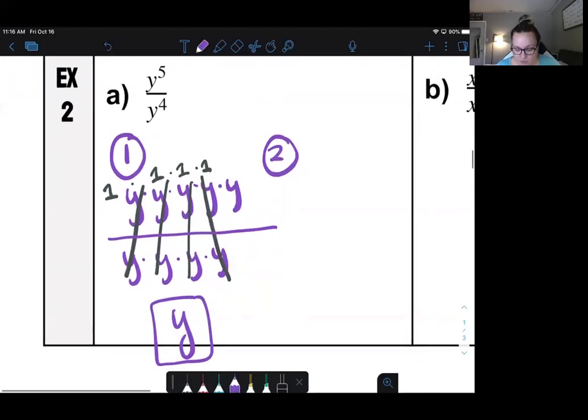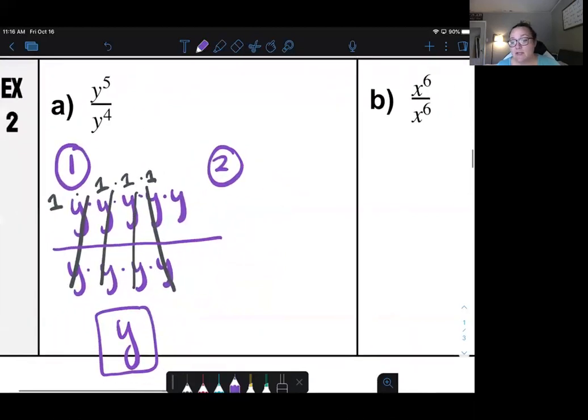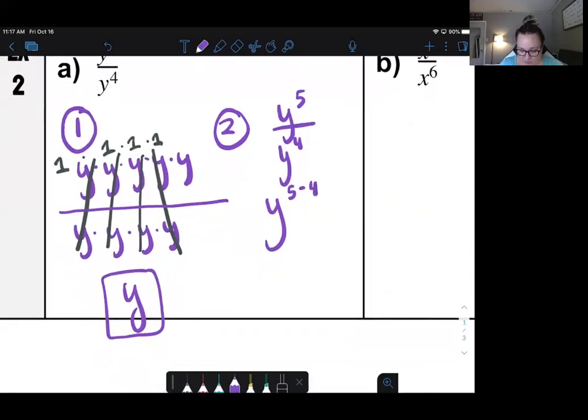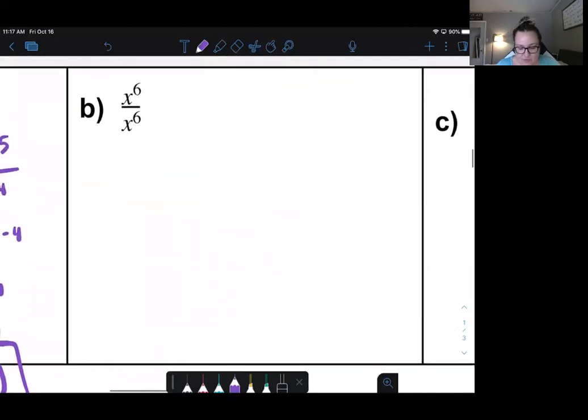The other way you can do this, well, remember how when we multiply, we add exponents? When you divide, you subtract. So y to the 5th over y to the 4th is the same thing as y to the 5 minus 4. Well, what's 5 minus 4? 1. What's y to the 1st? Simply y. All right. So now it's your turn. Do x to the 6th over x to the 6th, or x to the 6th divided by x to the 6th. Go ahead and give it a shot.